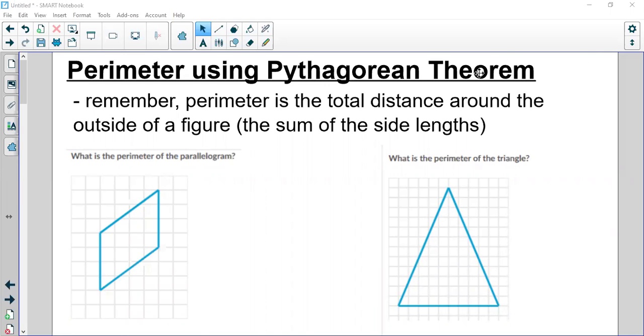So let's do perimeter first. Remember, perimeter is the total distance around the outside of a figure. It's the sum of all the side lengths. Add up all the side lengths, you've got perimeter.